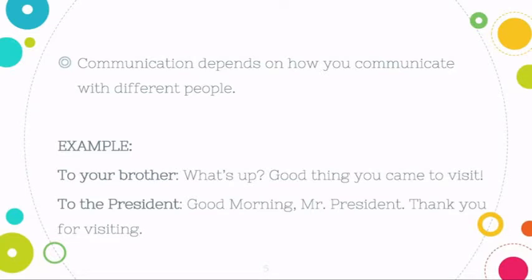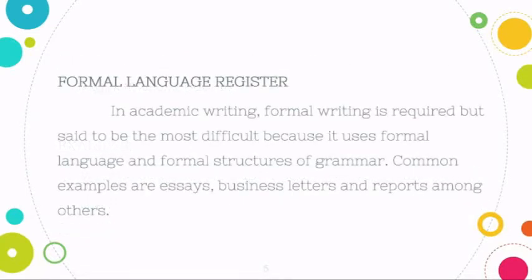It also depends on the relationship you have. You have your sibling. But the other one is for a delegate, is for a president of the certain institution or company. Therefore, you also deal with him or her accordingly in a very formal manner. Let's start with the formal language register. In academic writing, formal writing is required but said to be the most difficult because it uses formal language and formal structures of grammar. Common examples are essays, business letters, and reports, among others.